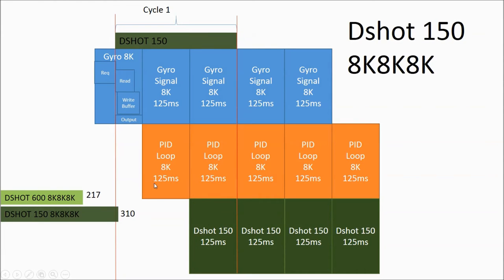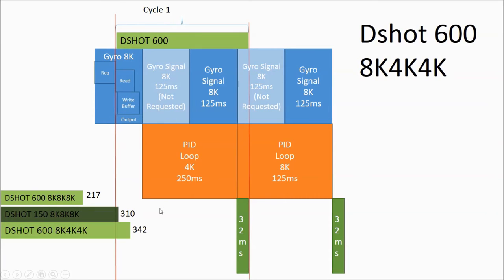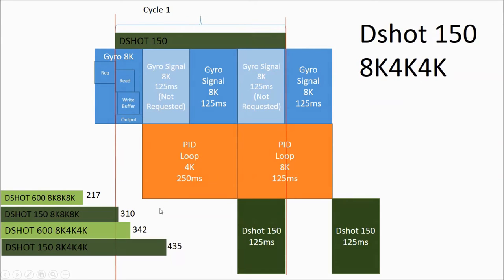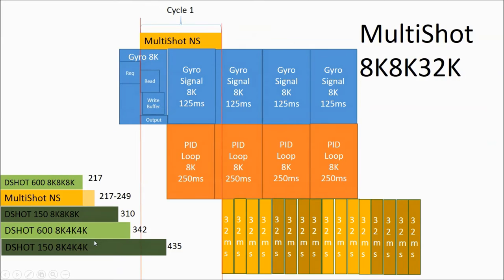So in the previous one, we have the 125 microseconds. It writes it out, but it has to wait for the entire protocol to finish, which is the 125 microseconds before it responds. At that point, it's already receiving new data in this case. So DSHOT 150 on 8K, 4K synced again, right? So now we're looking at 435 microseconds total time compared to 342 for DSHOT 600.